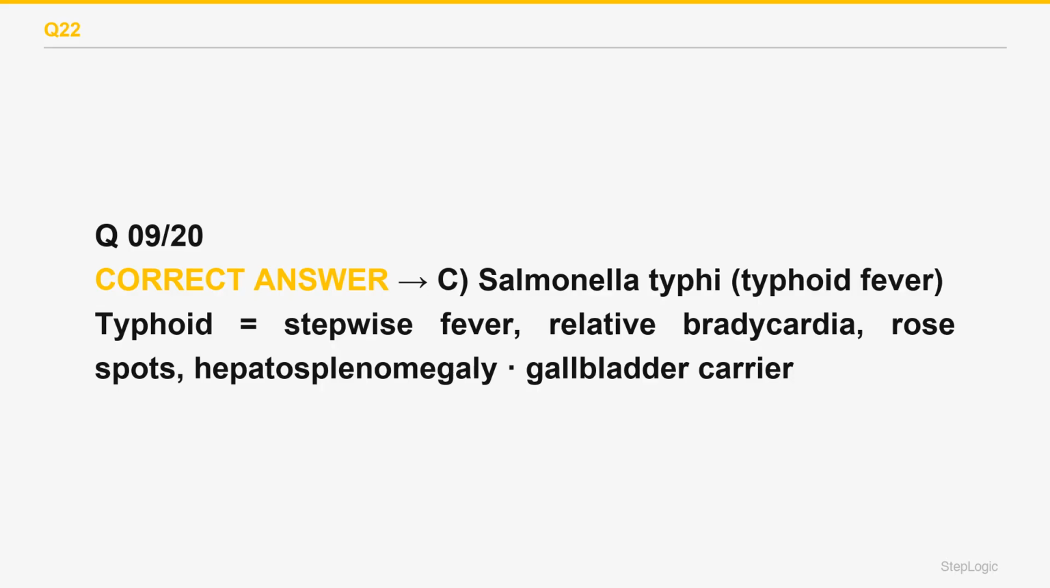A key feature is the chronic carrier state. Salmonella typhi can persist in the gallbladder, especially with gallstones, and these chronic carriers shed the organism and can transmit it, the historical Typhoid Mary. It invades through the gut into the lymphatics and bloodstream, and complications include intestinal perforation. Treat with fluoroquinolones or ceftriaxone, and a vaccine exists. The stepwise fever with relative bradycardia, rose spots, and gallbladder carriage identifies Salmonella typhi, typhoid fever.